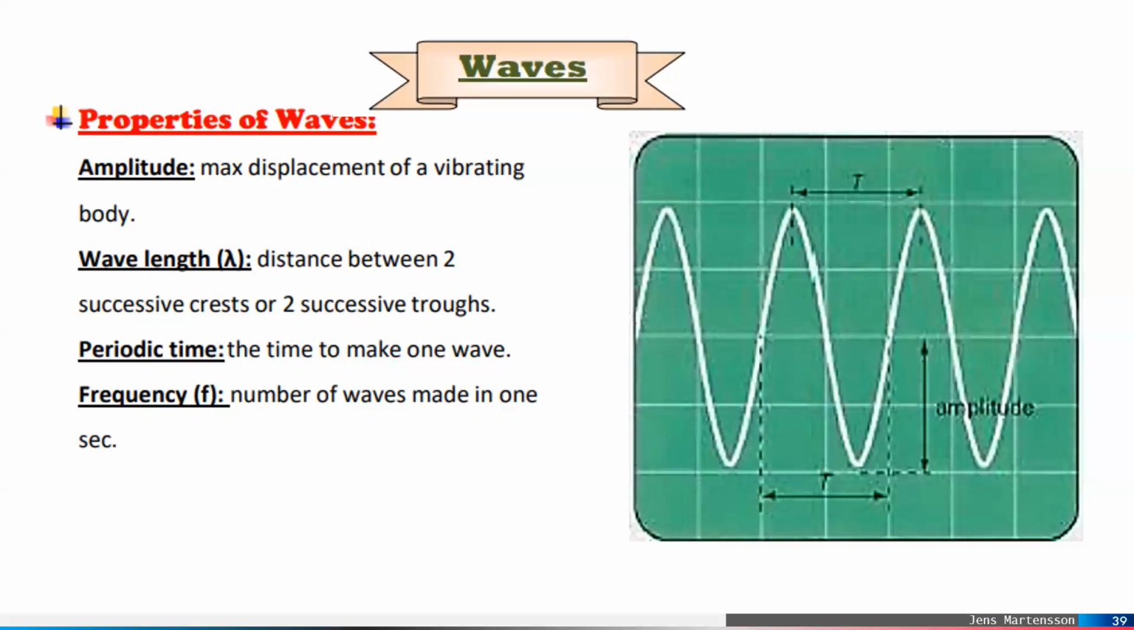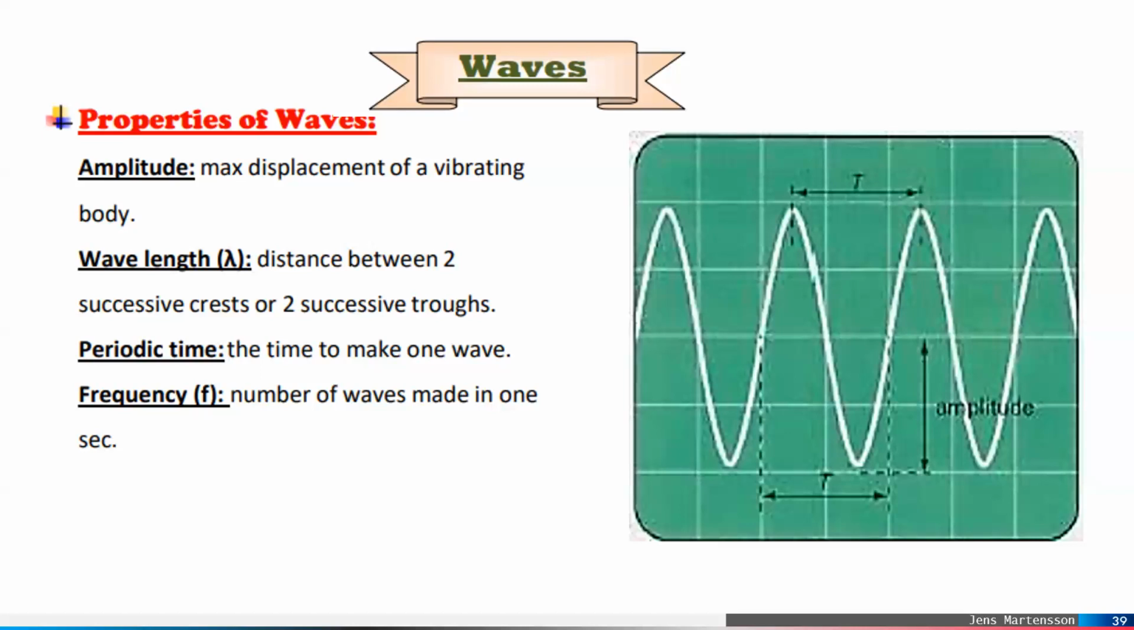The main properties of waves, you need to study and understand: the amplitude, the wavelength, the periodic time of the wave, and the frequency. The amplitude is the maximum displacement that can be reached by the vibrating or oscillating body. That means it begins vibrating from the rest position and starts to oscillate through the medium, like the sound wave, and reaches the maximum displacement or the highest distance reached by these oscillating particles. This is called the amplitude.